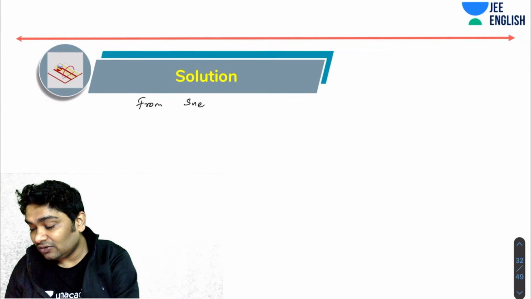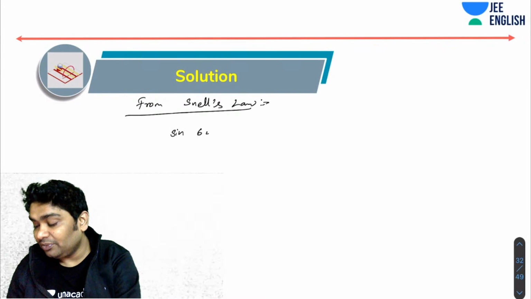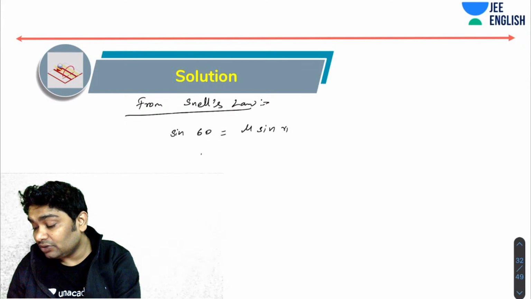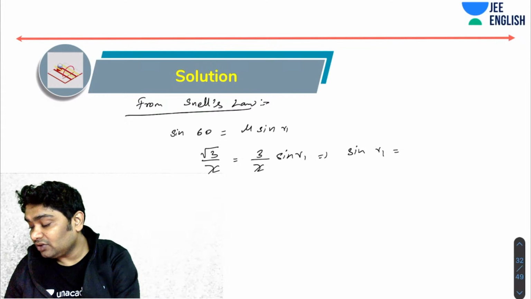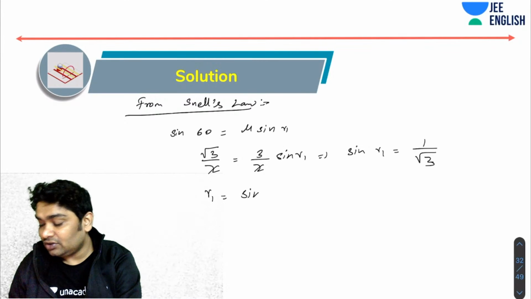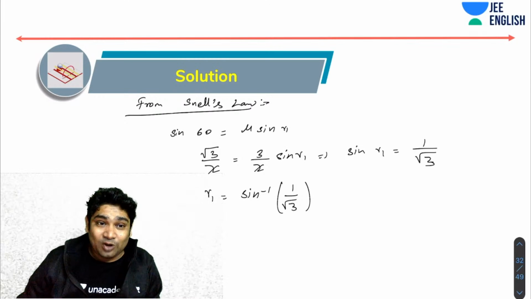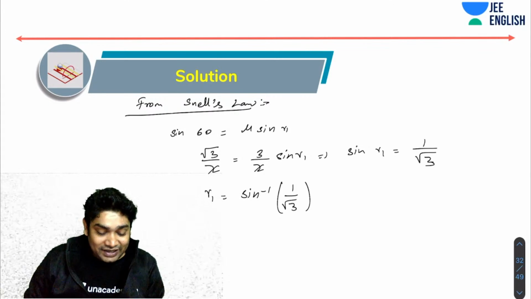So I would have simply said from Snell's law, sine of 60 would be equal to mu sine R1. Put 3 by 2, would have been equal to 3 by 2 sine of R1. So I get sine R1 is 1 by root 3. So R1 would have been equal to sine inverse of 1 by root 3. Here you would have had to use the calculator, or you should have been given the value of sine inverse of 1 by root 3. So in JEE, they will give you the value of sine inverse of 1 by root 3.